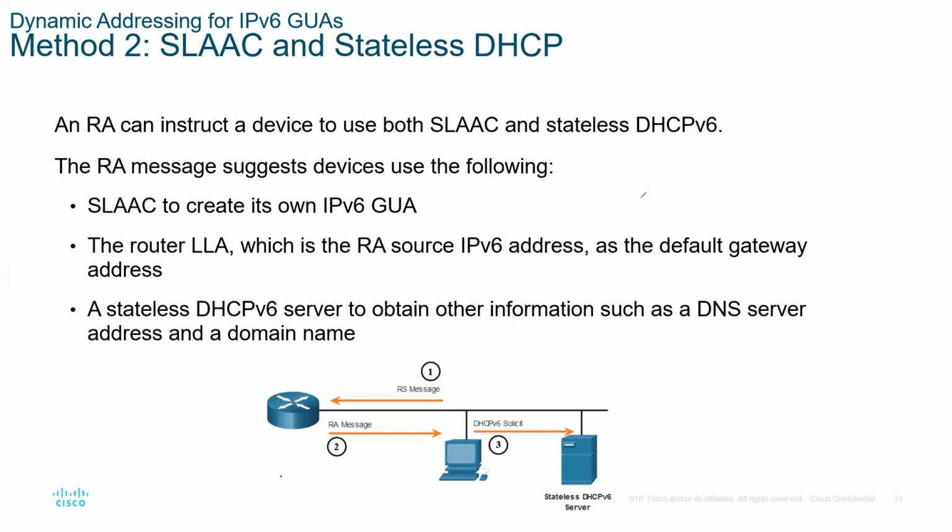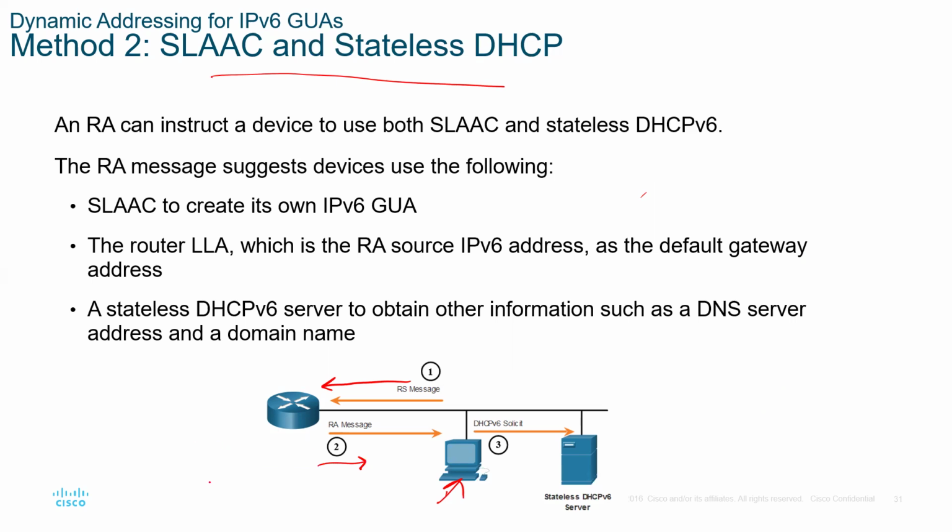basically, this is our device. On the network, it sends a solicitation message. There it goes, RS. I'm new to the network. I need an IP address basically. Then the router responds with an RA. With an RA, if we are using SLAAC plus stateless DHCP, this RA message contains information.